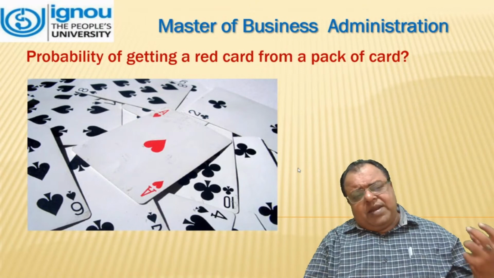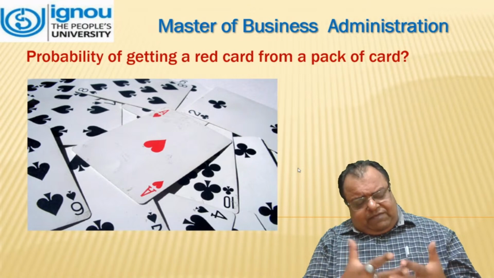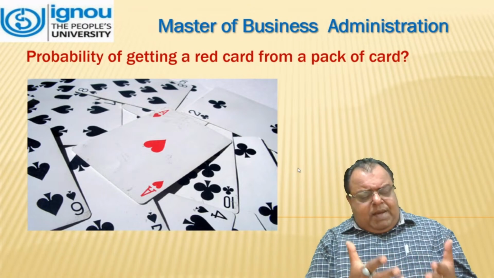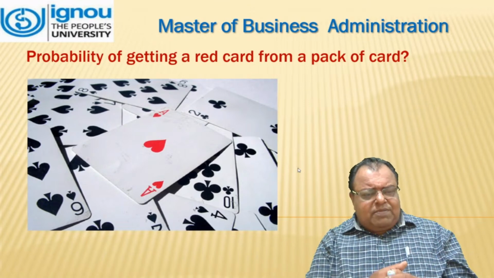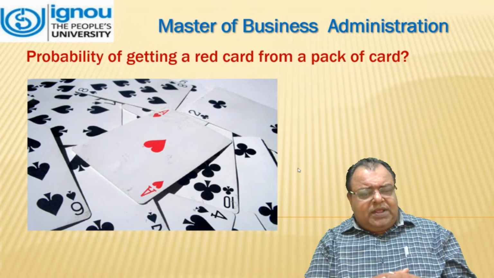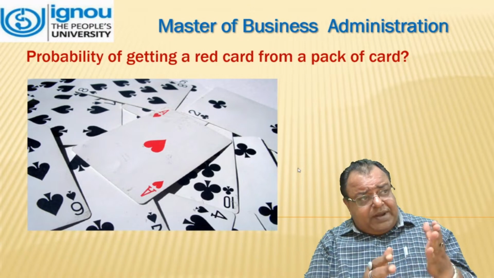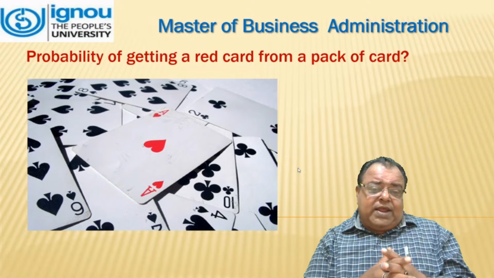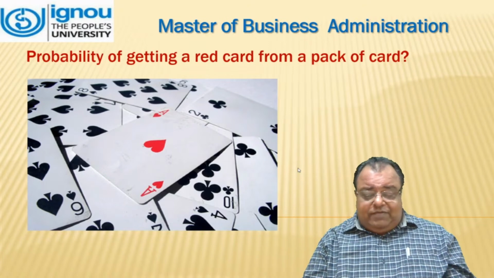What's the probability of getting a red card from a pack of cards? If we talk about basic probability theory, the probability of a successful event is favorable cases upon total number of cases. In a pack of cards, we have 26 red cards, and the total number of cards is 52. Mathematically, the probability of getting a red card from a pack of cards will be 26 divided by 52. That is half.